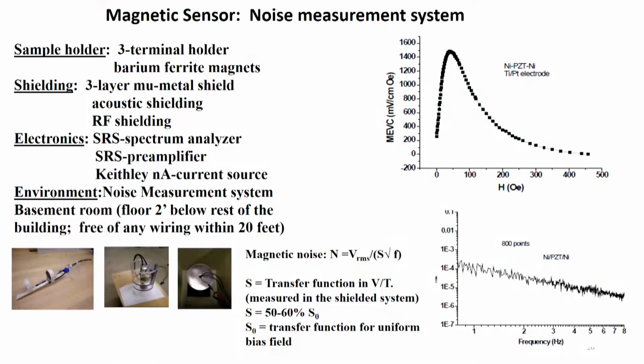So, in our system we used a 3-layer shield, and the sensor is enclosed inside it. The shield is made of 3 layers of mu metal. These are cylinders made of thick mu metal, and that is what is shown here. So, the sensor itself is mounted on this plexiglass holder. There is a barium ferrite, a permanent magnet, if you want to produce a bias magnetic field. So, the sensor element is inserted here, and then the whole thing is shielded magnetically.